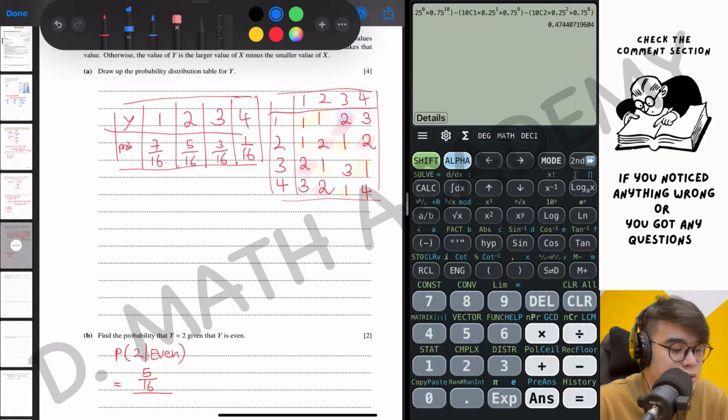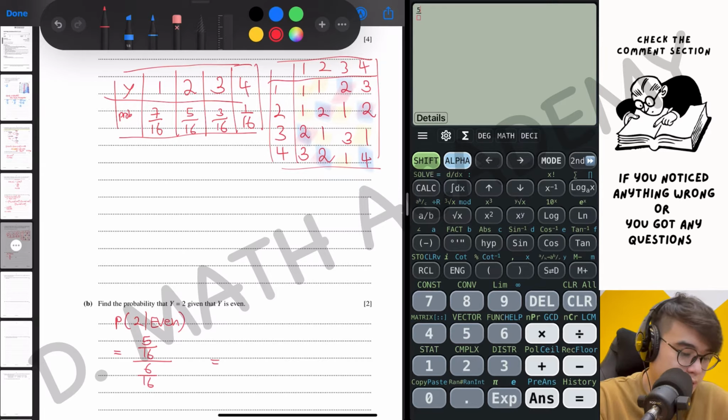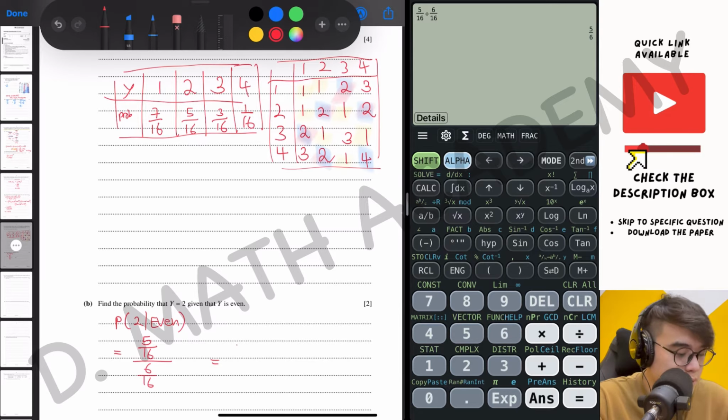So we have 1, 2, 3, 4, 5, 6. I accidentally colored the 3 there. So there's 6 of them out of 16. So let's check the results. 5/16 divided by 6/16. Through this, you will get your final probability as 5/6.